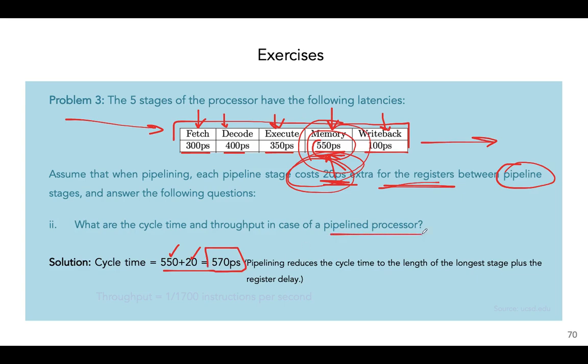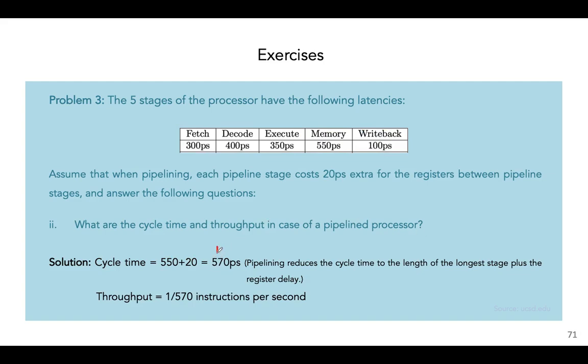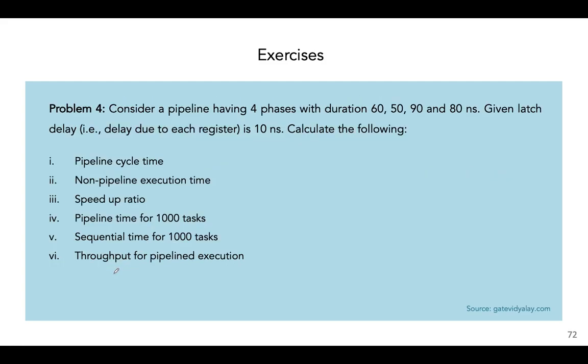And again, throughput, you know how to compute. 1 divided by CT, 1 divided by 570. Instructions per second is your throughput. All right, let's move on.